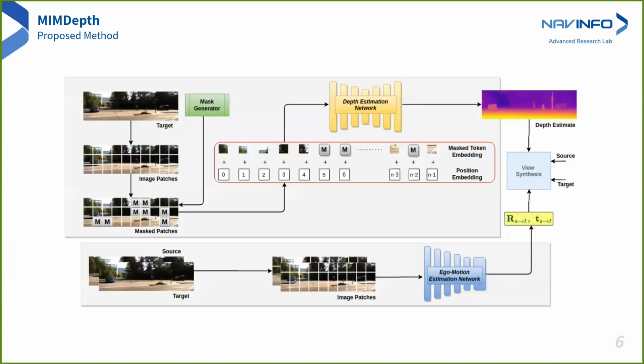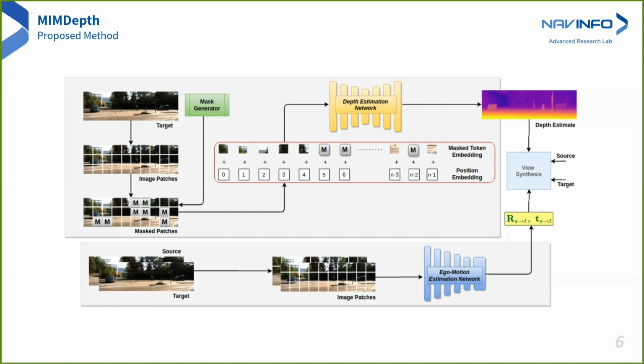We propose our method MIM-depth that trains the depth estimation network by masking a portion of the input to the transformer network while it learns to predict complete pixel-wise depth from the partial observations, including for the masked portions. The input to the depth network is a target image for which the depth is to be predicted, and the input to the ego motion estimation network is a pair of source and target images for which the translation and rotation is to be predicted.